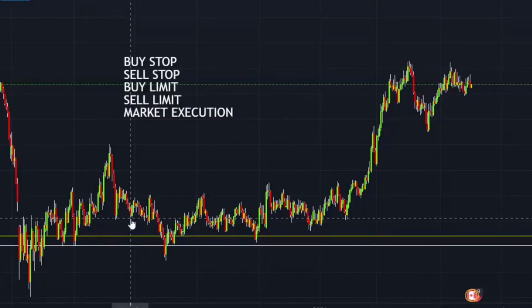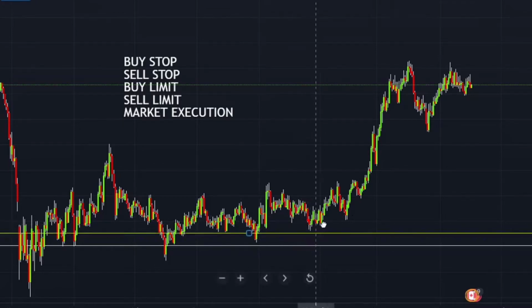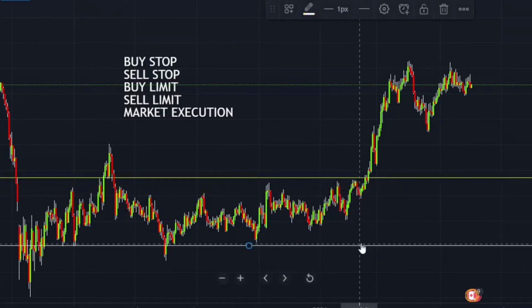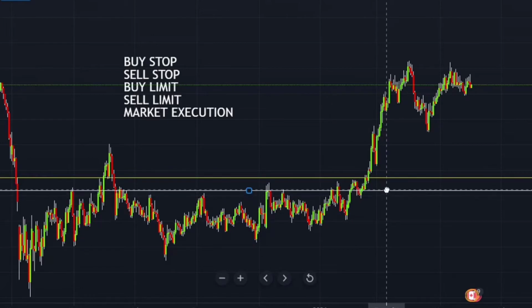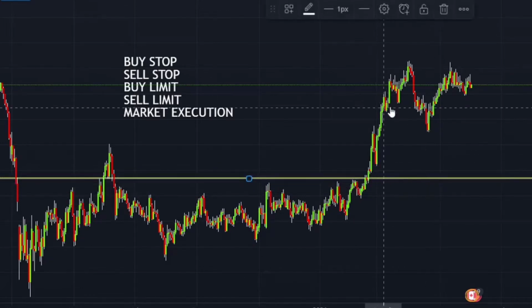So I'm going to get straight into it. We're going to start with market execution because I feel like this is the easiest for people to understand, and this is what most people will be using in trading when they first get started. Let this yellow line represent your entry point and let this white line represent where the market is currently. Where this white line is, there is nothing past this, so all of this didn't happen.